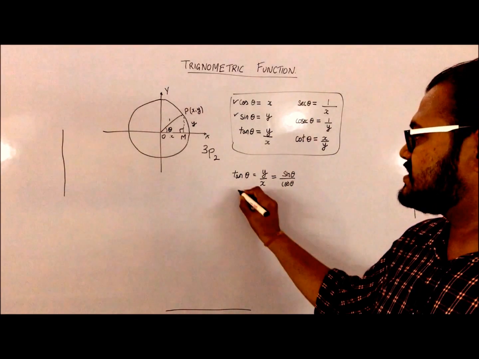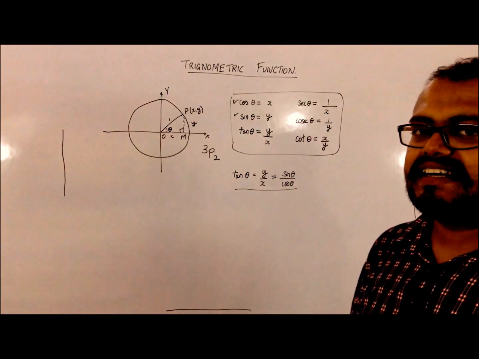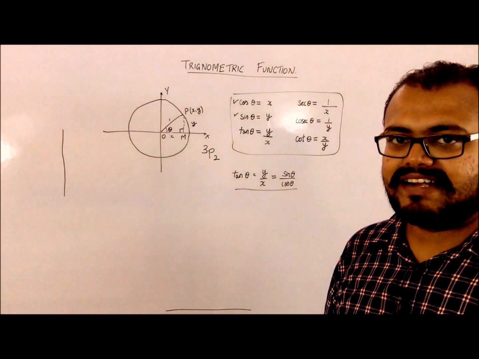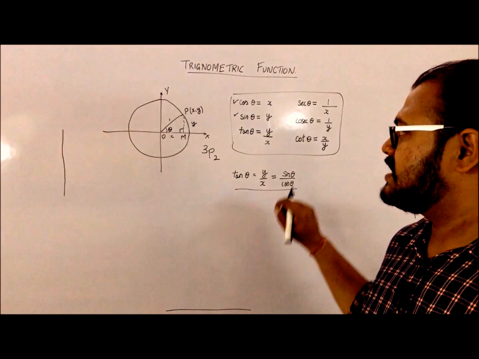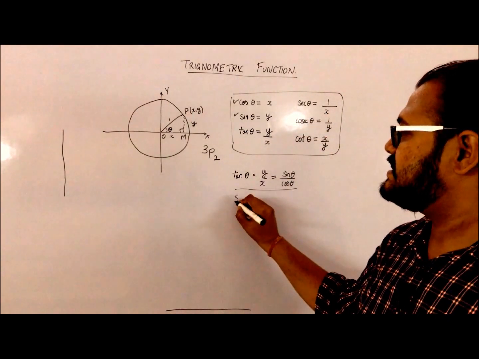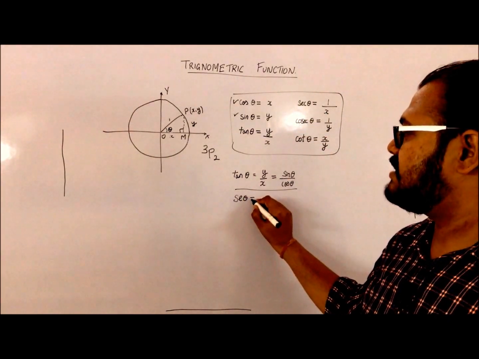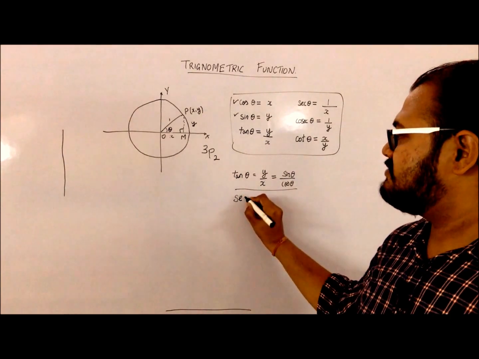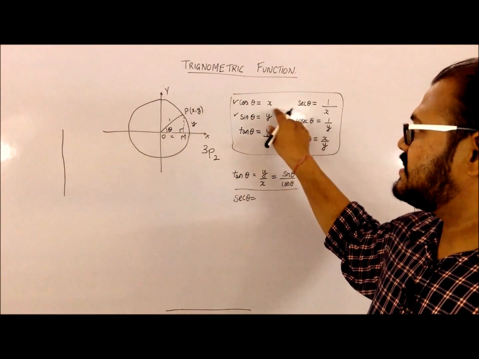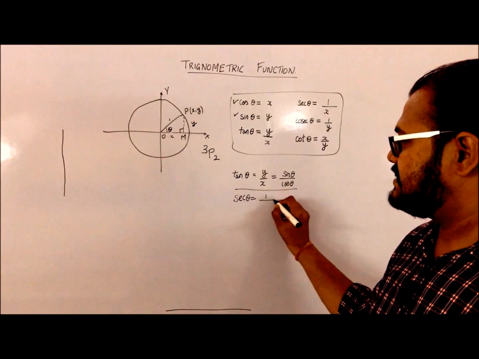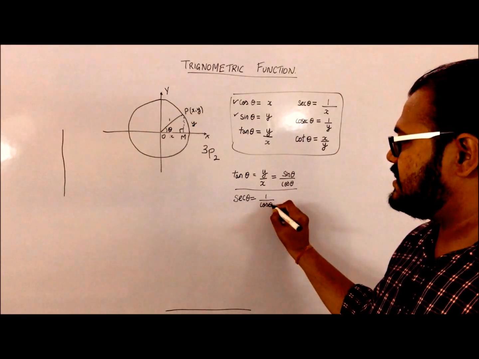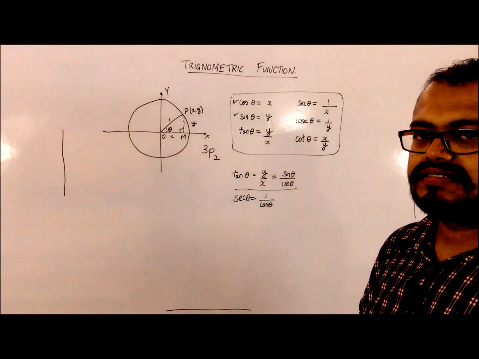So you get the first relation, that is tan theta can be obtained from sine and cos using their ratios. The other thing, which is sec theta, if you observe, it is 1 by x, and 1 by x is nothing but 1 by cos. So sec theta equals 1 by cos theta.